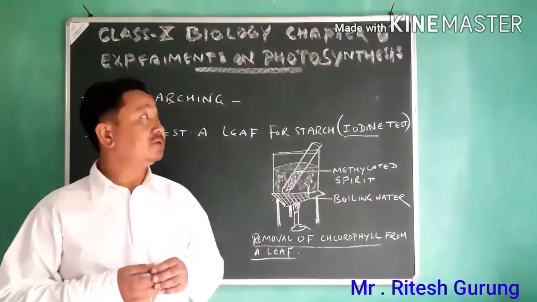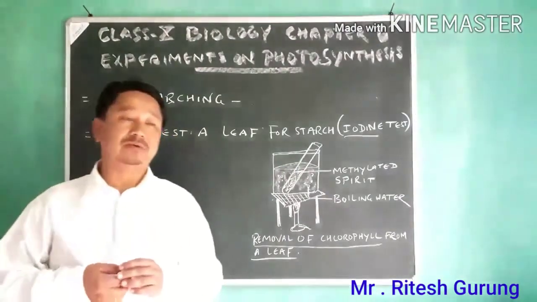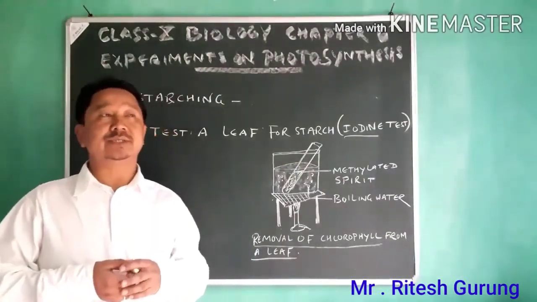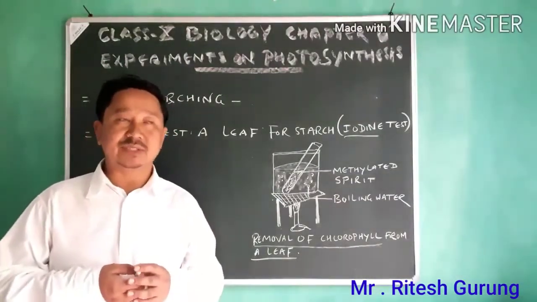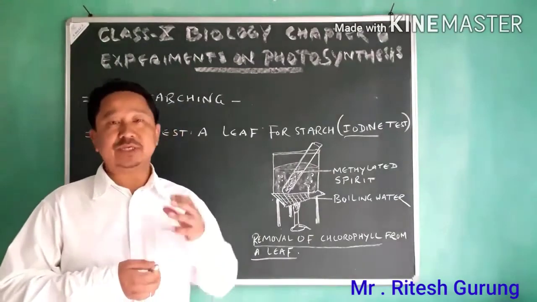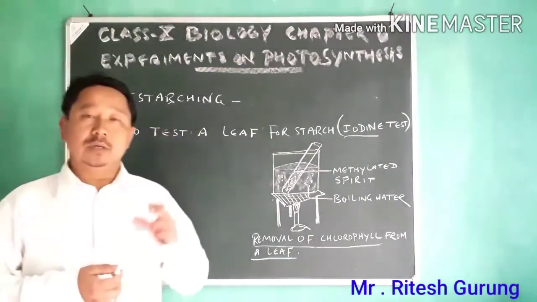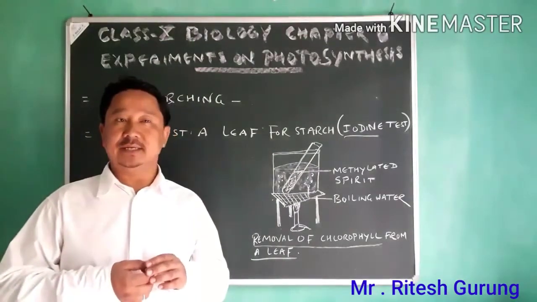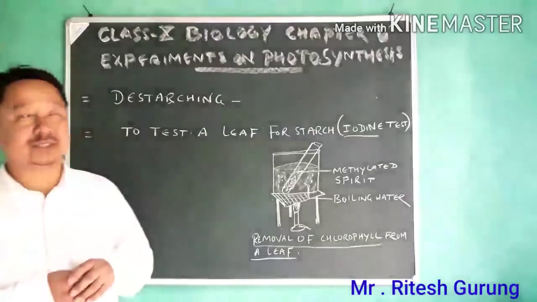We'll continue chapter number 6, that is photosynthesis. Last time we talked about the definition of photosynthesis and the components involved in the process. The process of photosynthesis has two phases: the light dependent phase and the light independent phase. That is all we did in the last sessions.